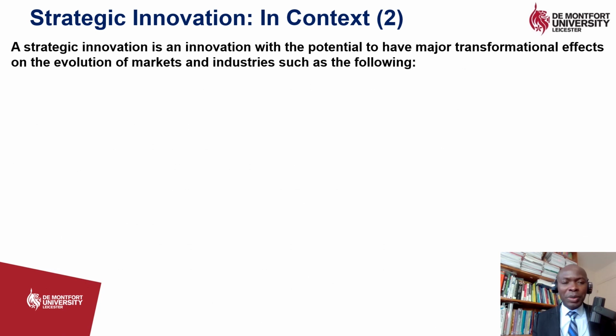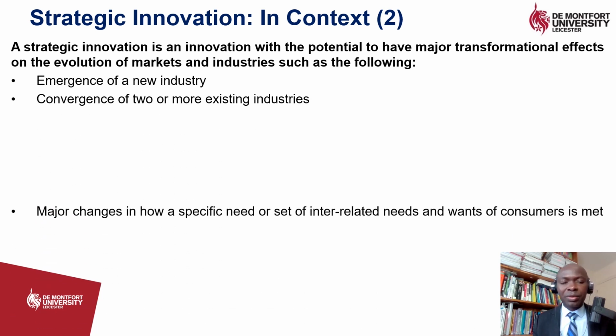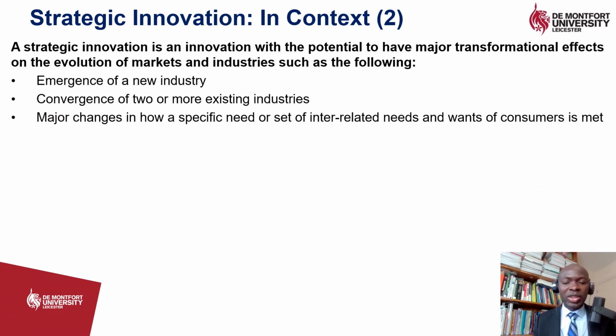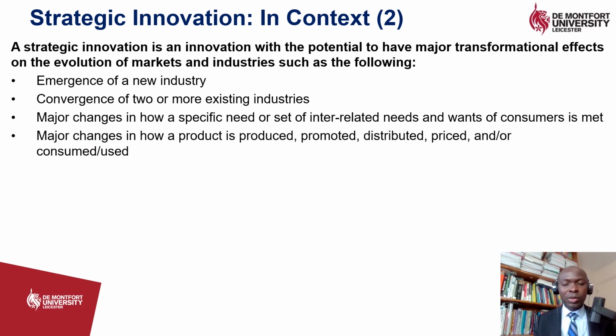So we're wrapping up here. Again, strategic innovation is an innovation with the potential to have major transformational effects on the evolution of market and industry, such as the following: emergence of a new industry that can happen as a result of strategic innovation, as we've seen so far. It could be about convergence of two or more existing industries, like we're seeing within the fintech space, for example. Major changes in how a specific need or set of interrelated needs and wants of customers is met.